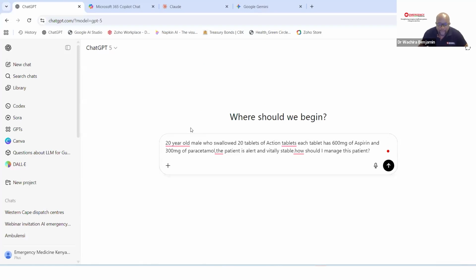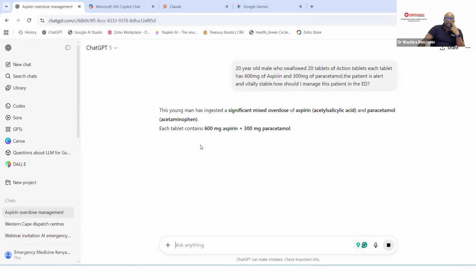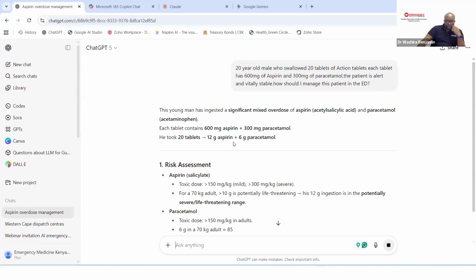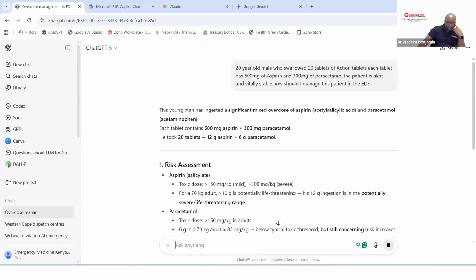All right, let's check. A 20-year-old male who swallowed 20 tablets, each tablet is 7 milligrams of aspirin, and the patient is alive and vitally stable. How should I manage this patient in the ED? Aspirin, so 12 grams of aspirin, 6 grams of paracetamol. Toxic dose for aspirin is around 10 grams for 70 kg, 12 grams is the potential. So he's already definitely at aspirin toxicity.